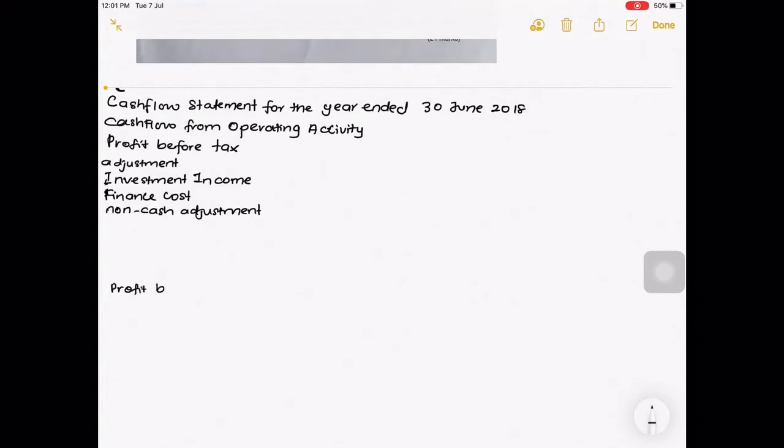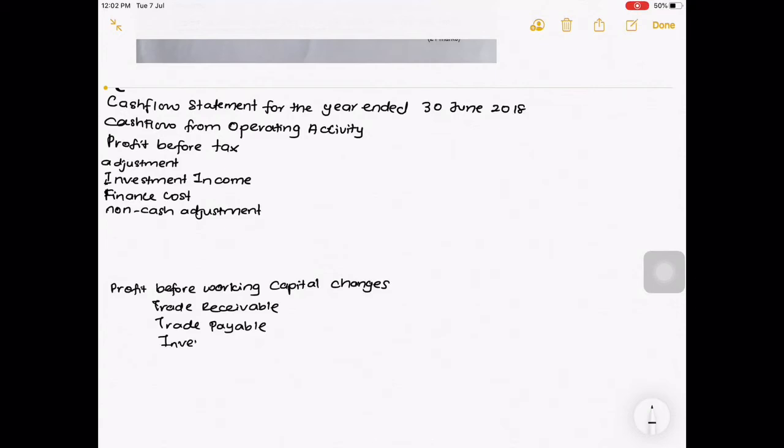So what are the working capital changes? Next, we consider working capital changes, which consist of current assets and current liabilities. We look at the changes, the increase or decrease, by comparing the opening balance and closing balance. We have these three first items in the working capital changes: trade receivable, trade payable, and inventory. We may also have accrued or prepaid expenses, so we are going to slot those in after we see them later on.